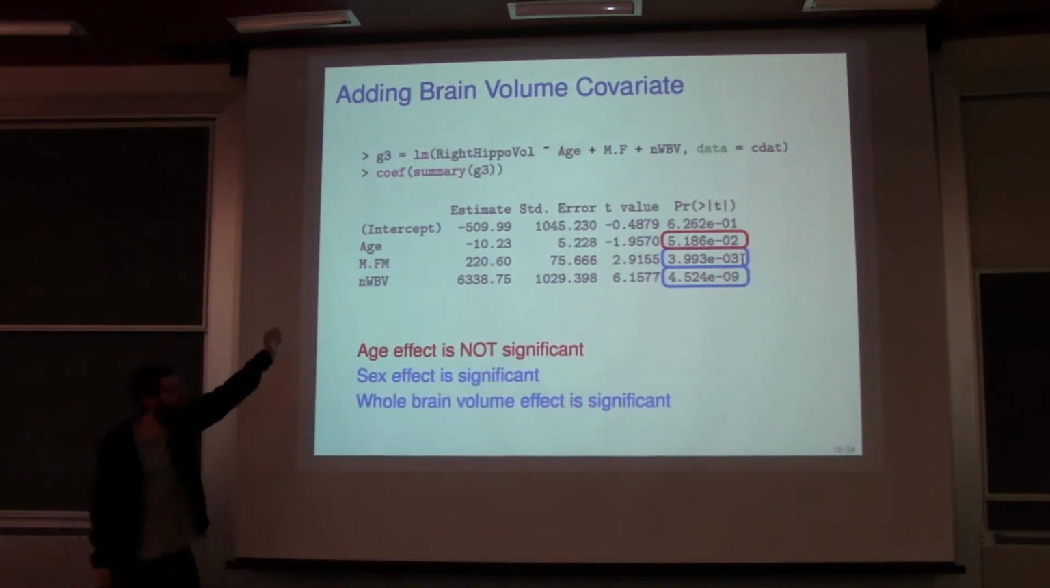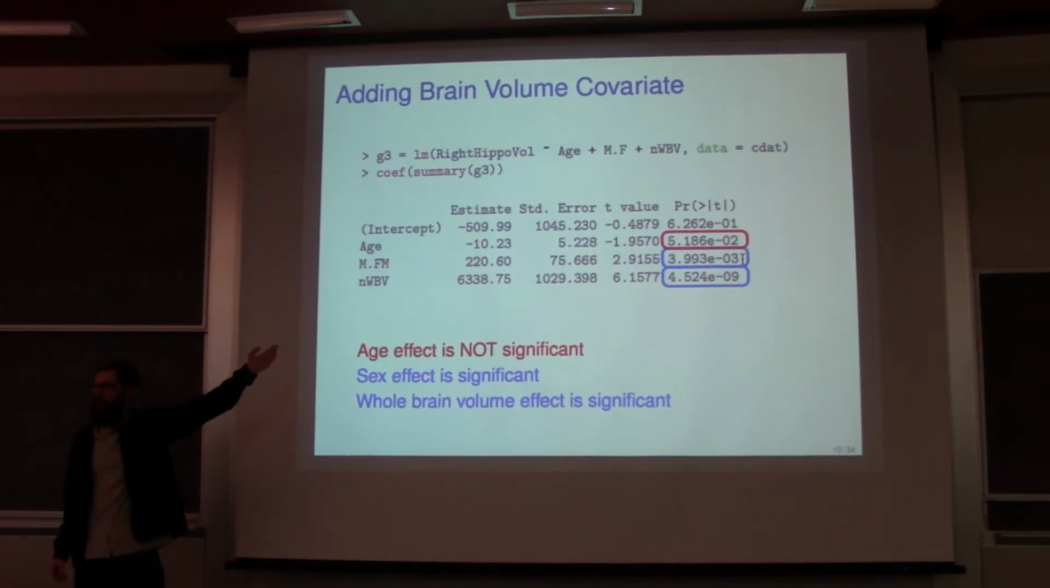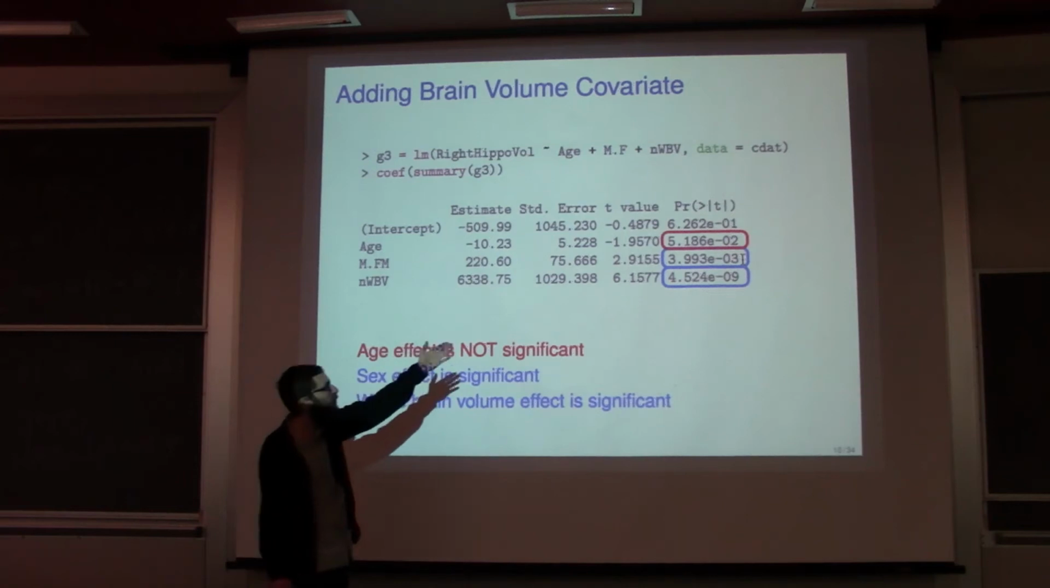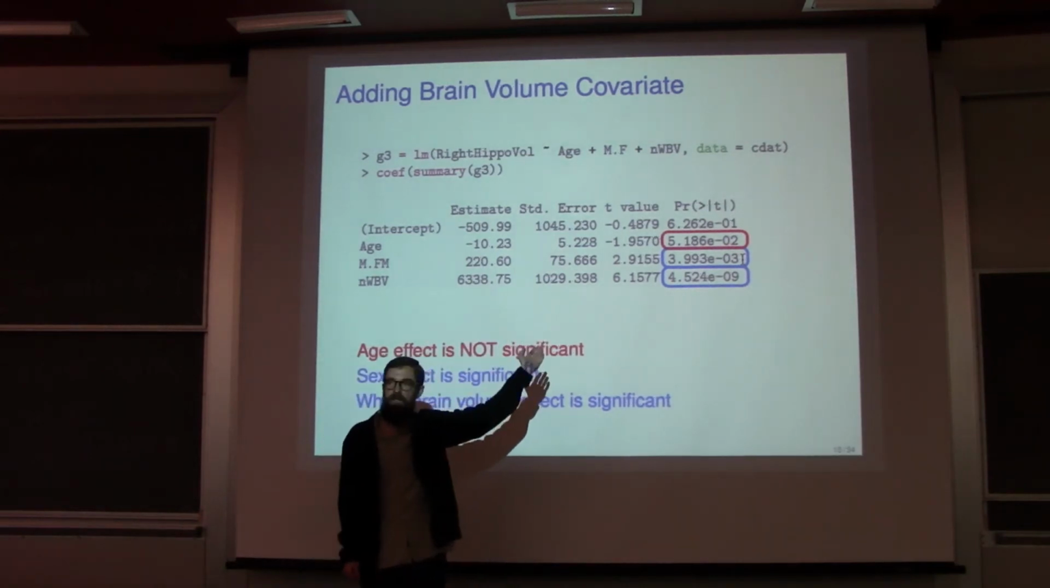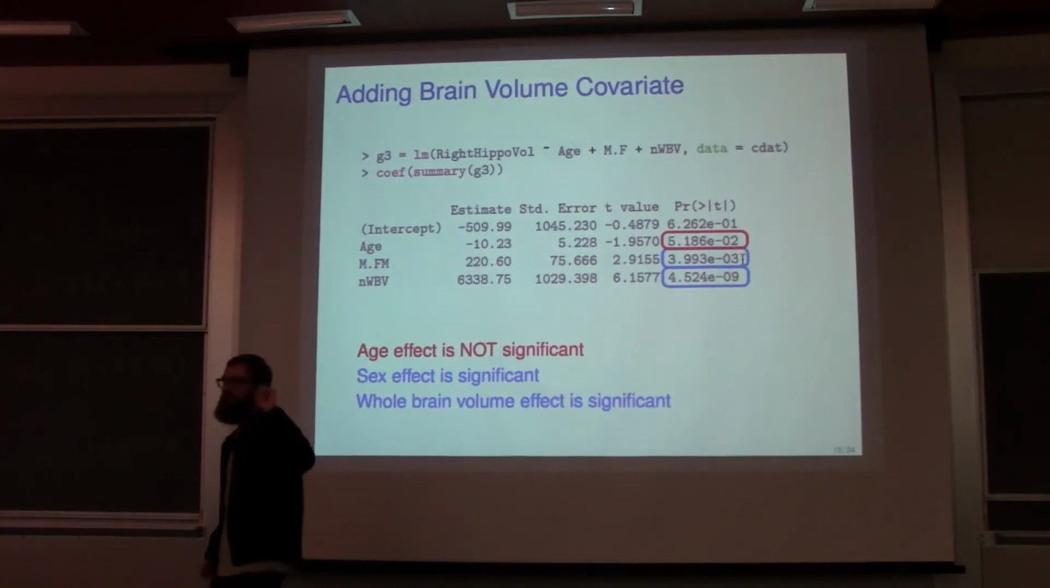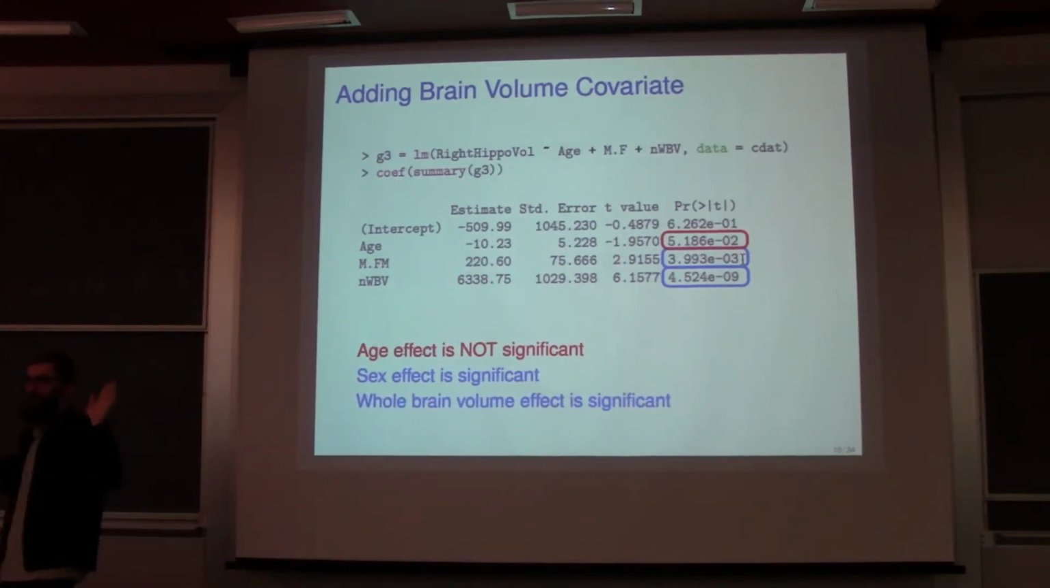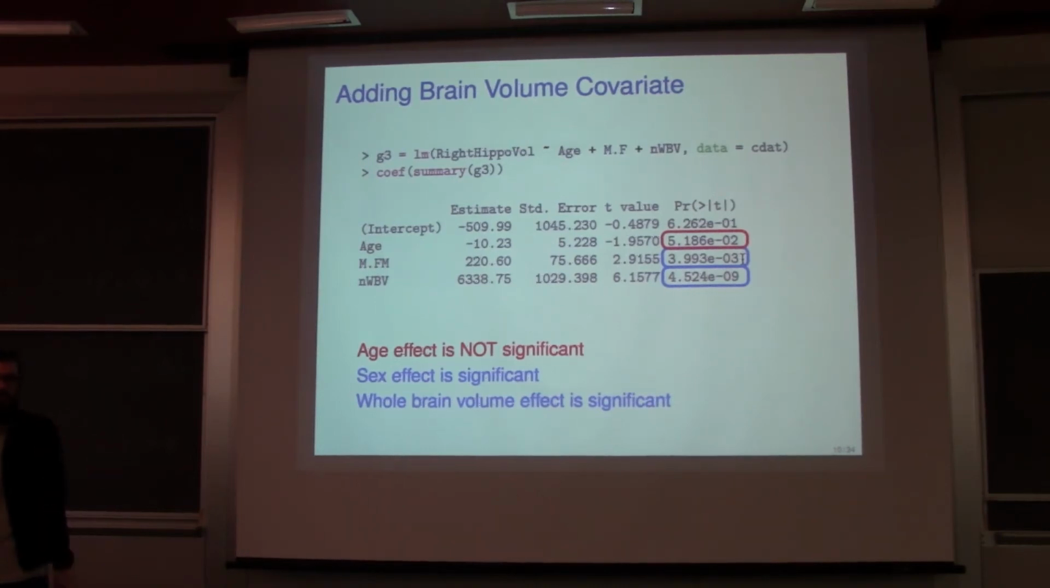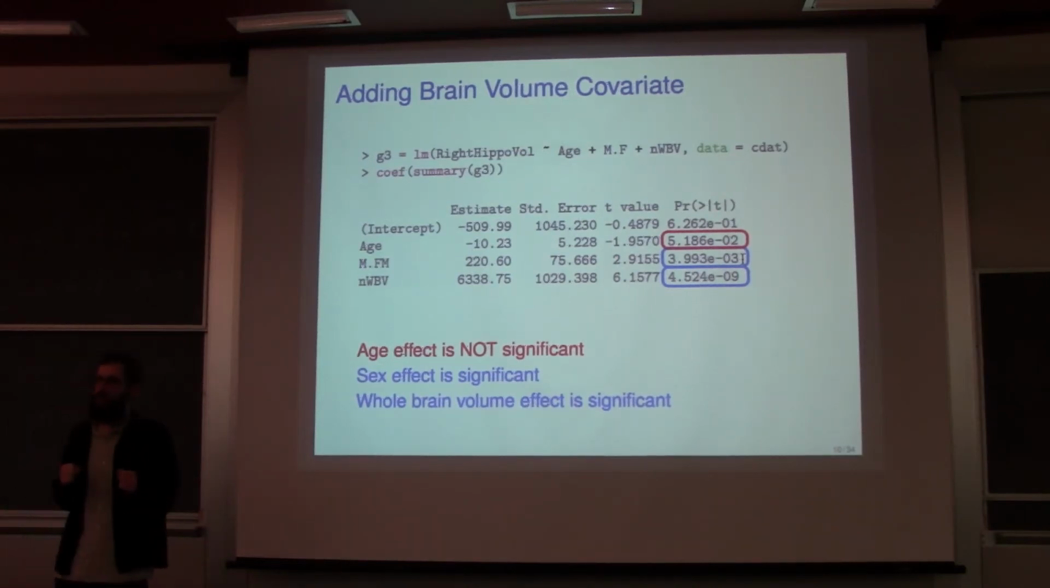But our age, which was hugely significant before, was 10 to the minus 9. Now it's only 10 to the minus 2, and it's just slightly above the 5% threshold. It's popped over the threshold, and we're going to now decide to remove it and say there's no age effect because it's not significant. So very strange things happen if you just use different combinations of variables.